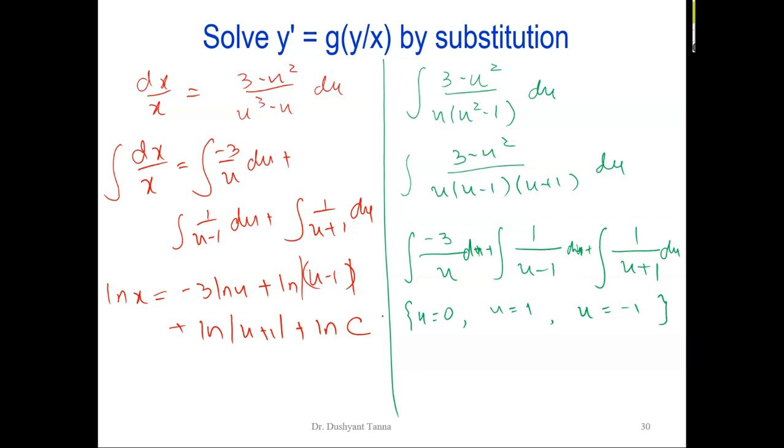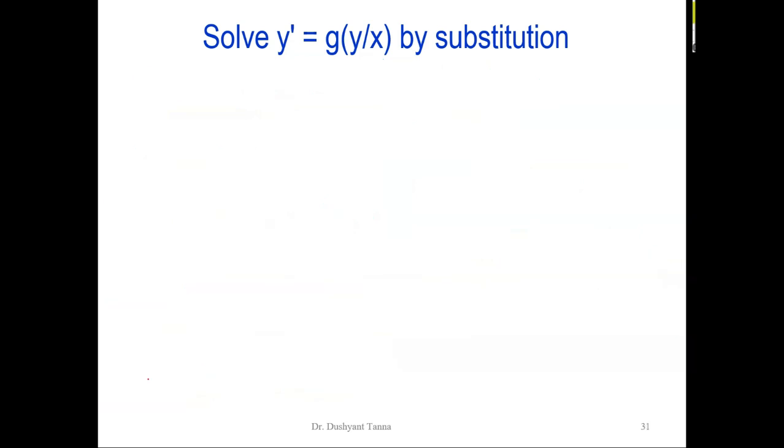I'll simplify all the right-hand side. So x is equal to u power minus 3, ln in the front as well, u minus 1, u plus 1, and c. Get rid of the ln. On the left-hand side is not x, sorry, is ln x. Therefore, x is equal to u power minus 3, u minus 1, u plus 1, and c. Simplifying it, u square minus 1 over u cubed, times c.